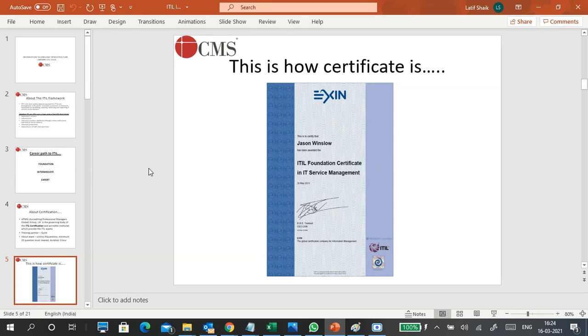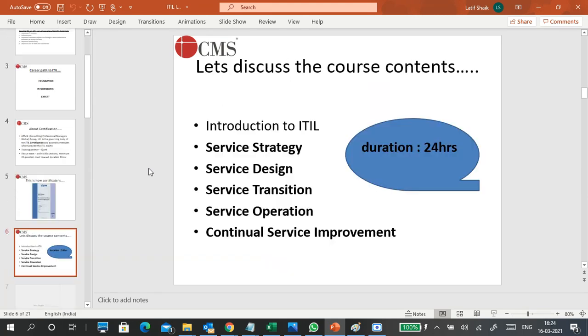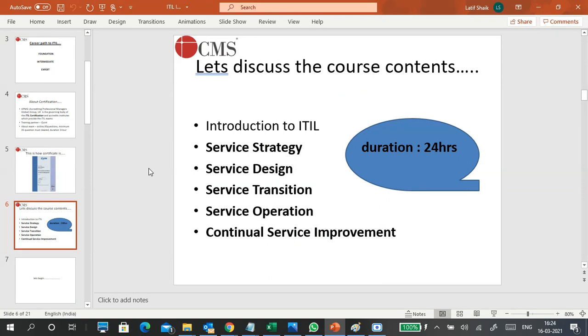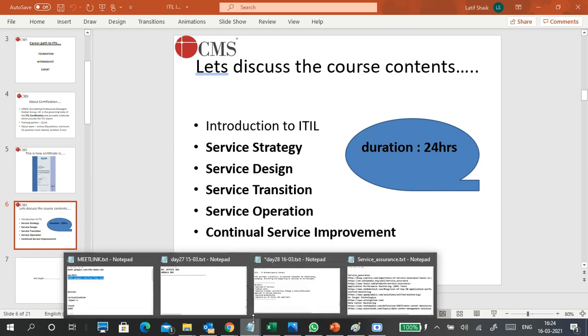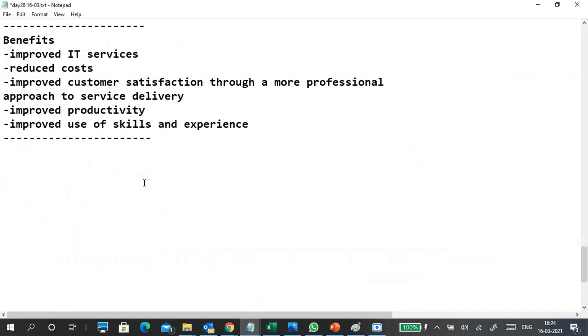This is an old style one. I have another certificate. So these are the 5 life cycles. What are the 5 life cycles? These are the 5 life cycles of ITIL. So part number 2. ITIL has 5 life cycles. Anything you put, 5 life cycles or 5 life cycles.